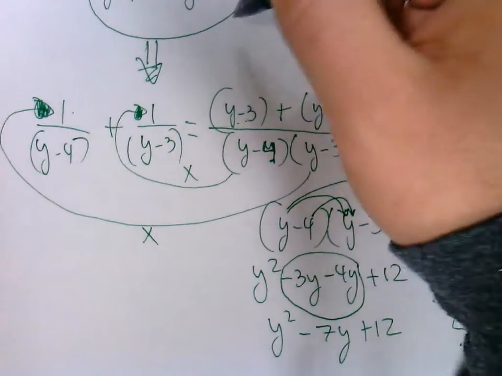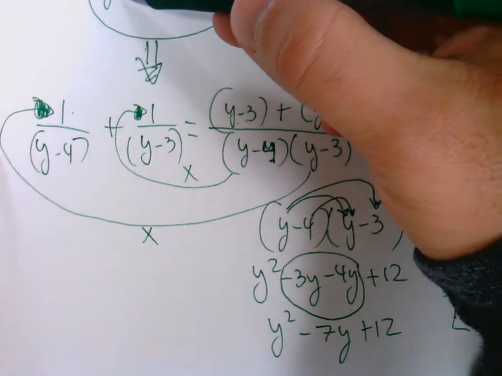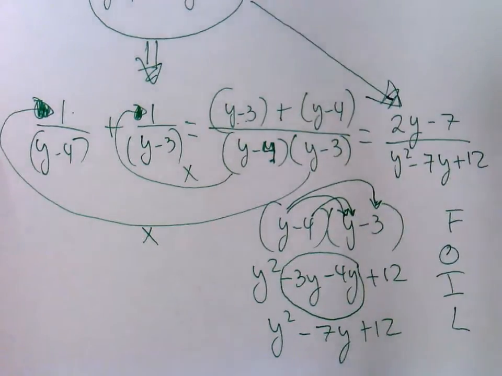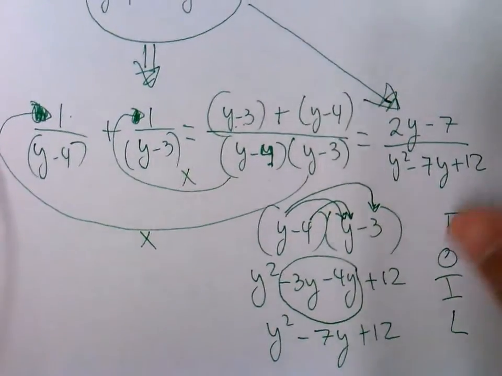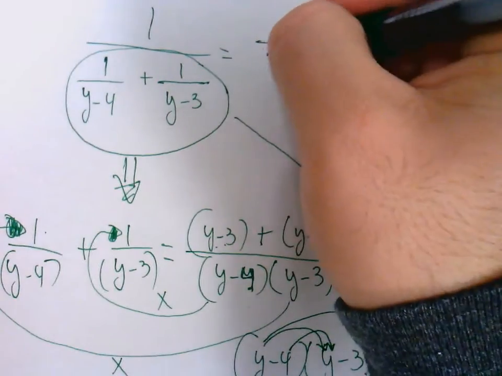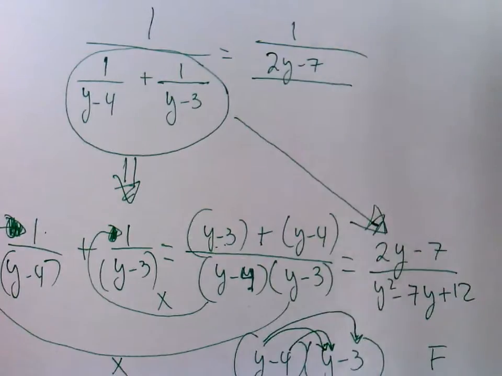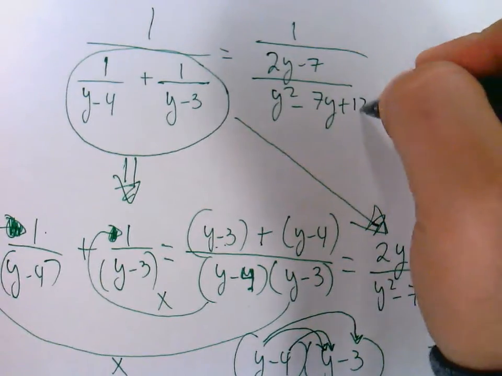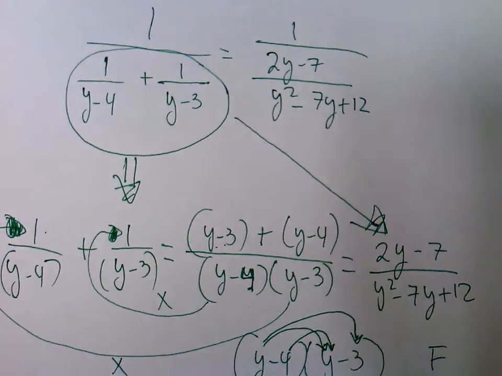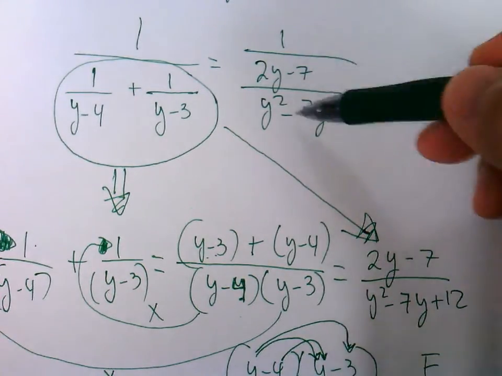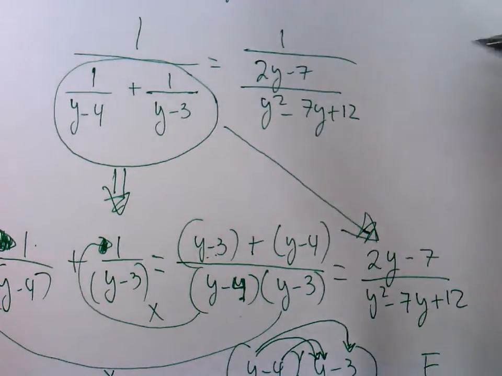I know that 1 over y minus 4 plus 1 over y minus 3 is all of this. So I'm going to rewrite my expression as 1 over 2y minus 7 over y squared minus 7y plus 12. Now this is still not in the simplest form because there's a division still happening here. We know that we cannot divide fractions.